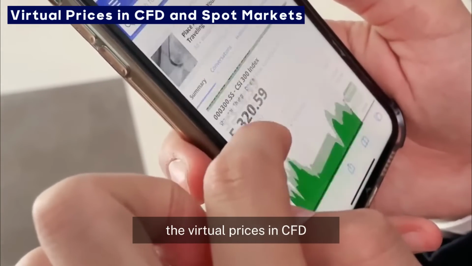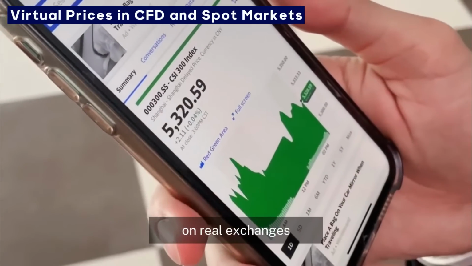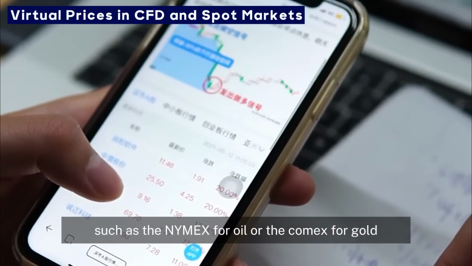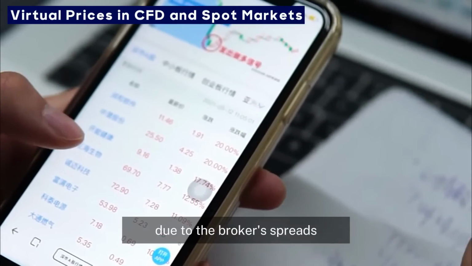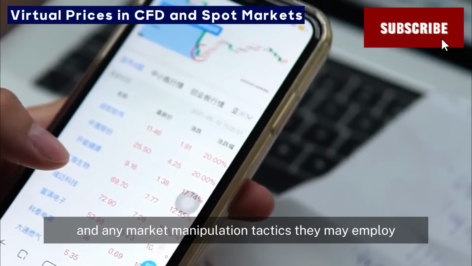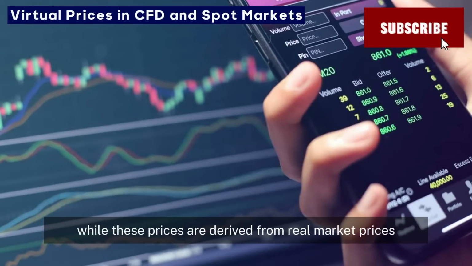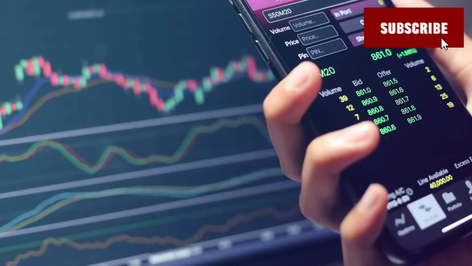The virtual prices in CFD and spot markets are closely related to the actual prices on real exchanges, such as the NYMEX for oil or the COMEX for gold. However, there can be slight discrepancies due to the broker's spreads, fees, and any market manipulation tactics they may employ. It is crucial for traders to understand that while these prices are derived from real market prices, they are not executed directly on those exchanges.